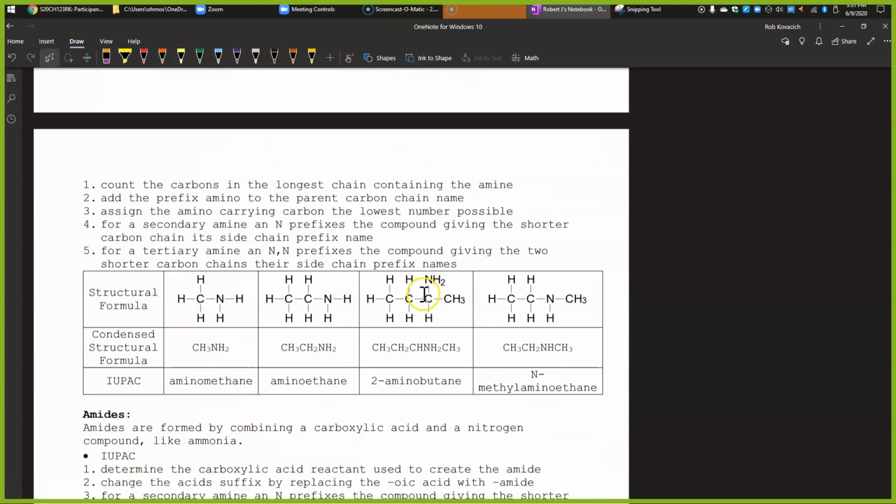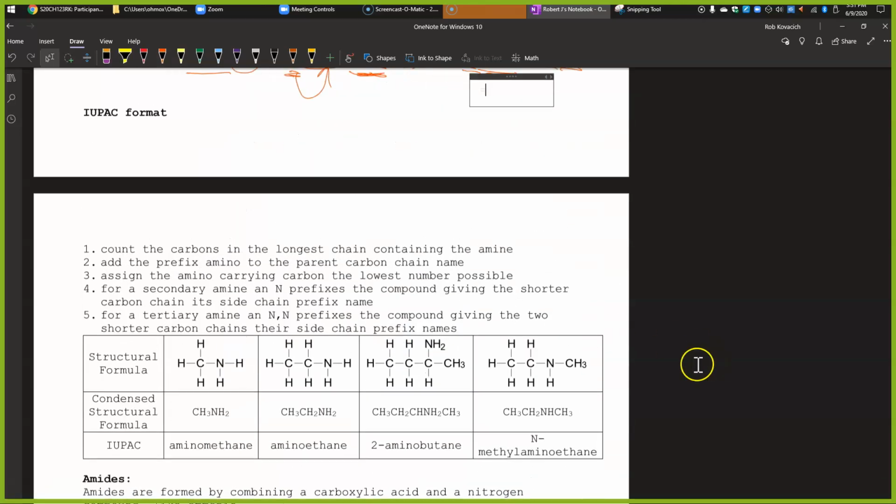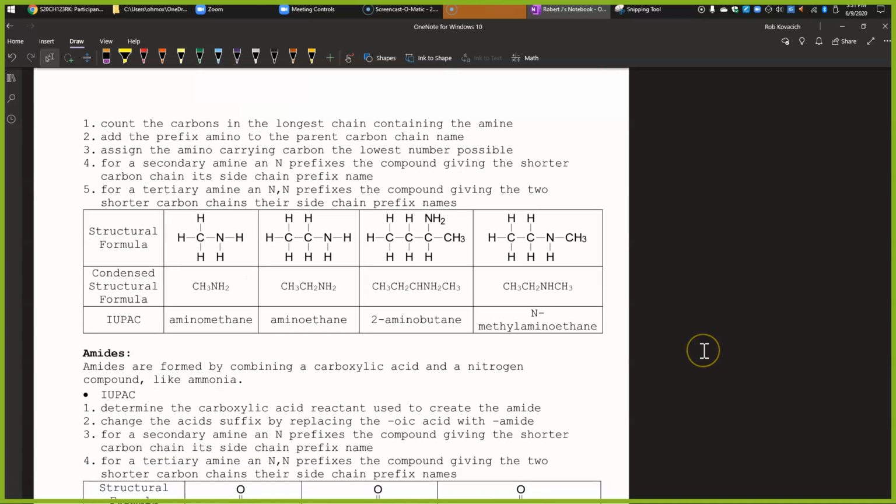The other nomenclature is the IUPAC nomenclature. I don't know, it depends on my mood as to which one I'm going to use. But basically what the IUPAC does is treat the amine as a side chain instead of a functional group. So I've got a methane group here. What's attached to it? An amino. So this is aminomethane, because it's a nitrogen attached to a 1 carbon molecule.